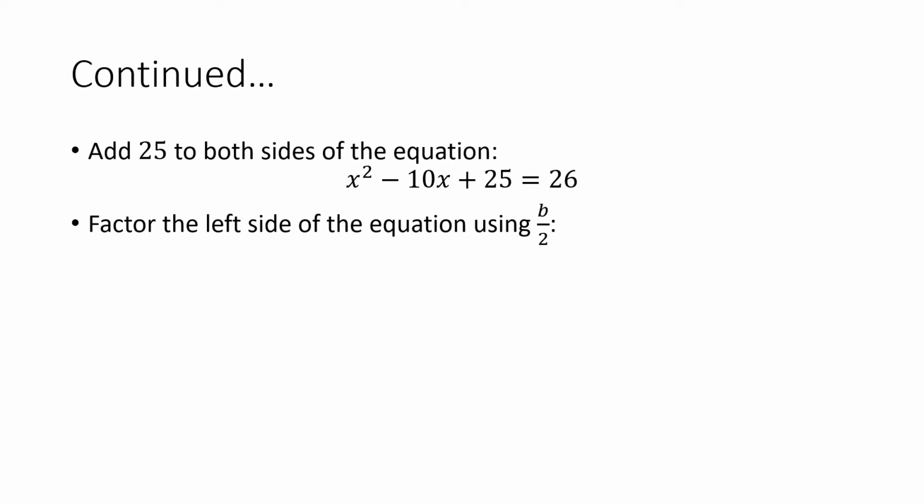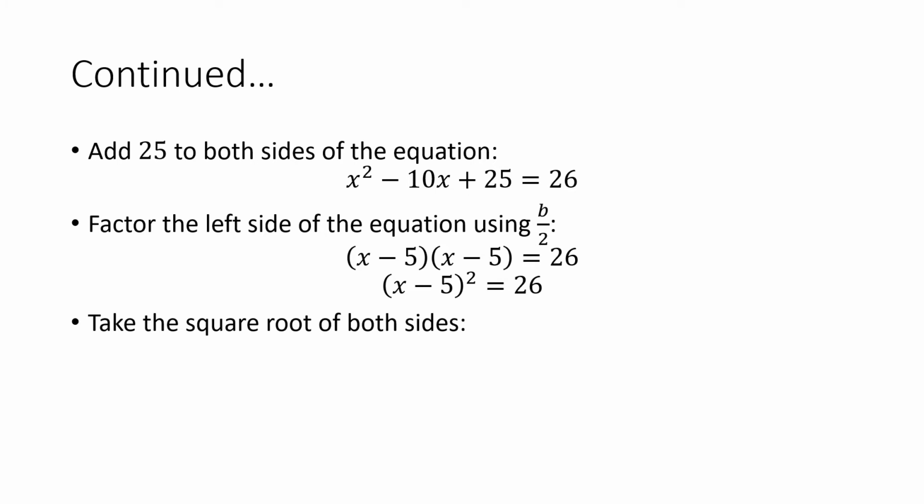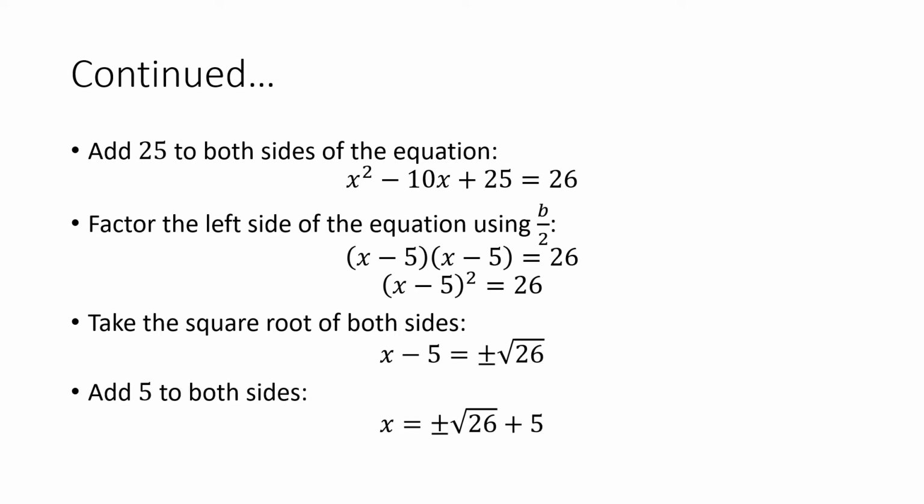But we don't have to do any of that because we've already calculated b divided by 2. So we can just simply write it like this: x minus 5 times x minus 5, which equals 26. To simplify it further, x minus 5 quantity squared equals 26. We're almost there. All we have to do now is take the square root of both sides of the equation. So x minus 5 is equal to plus or minus the square root of 26. Then to isolate x, we add 5 to both sides. So x is equal to 5 plus or minus the square root of 26.